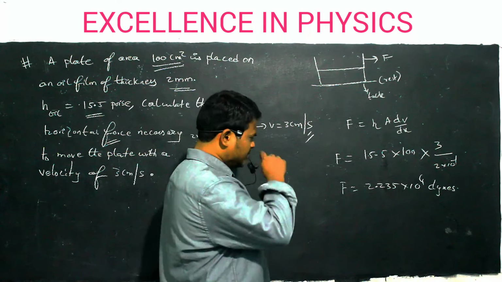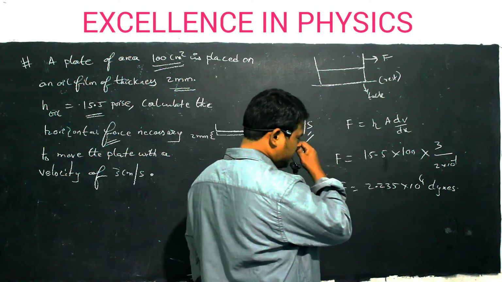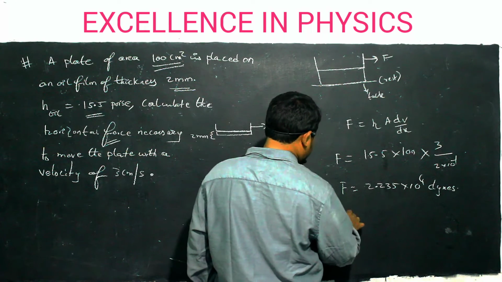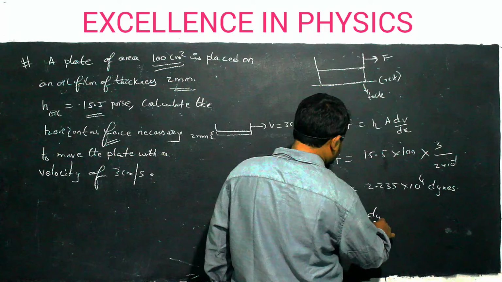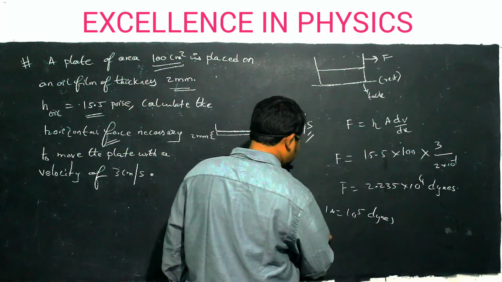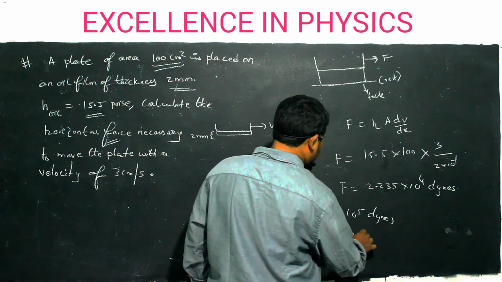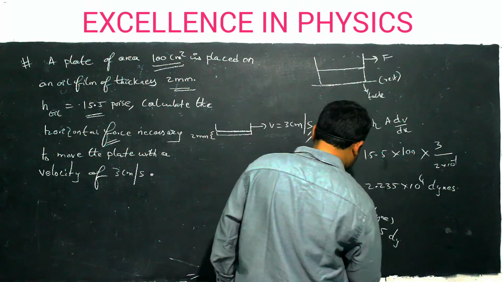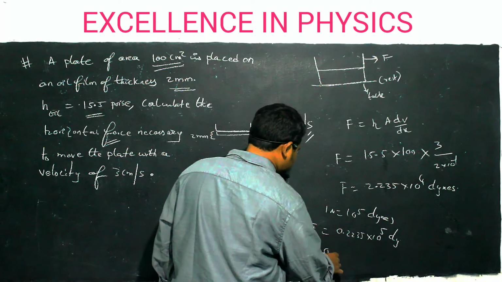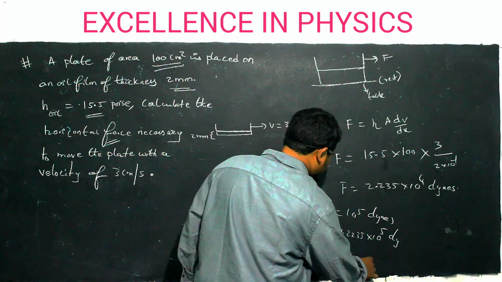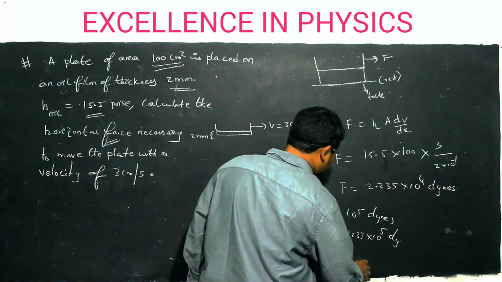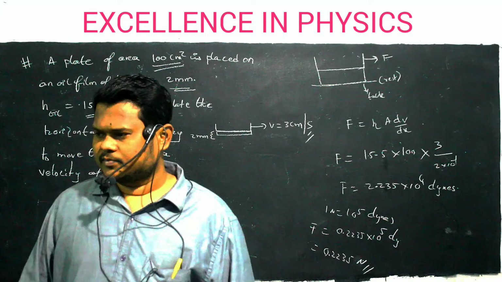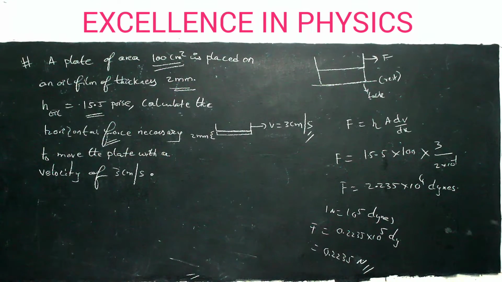Okay. So if you want to convert this one in terms of newtons, how can you write? 1 Newton is equals to 10 power 5 dynes, no? So same relation, how can I write? 0.2235 into 10 power 5 dynes. So 10 power 5 dynes is 1 Newton. So 0.2235 into 1 Newton, that is 0.2235 Newtons. That much of force is okay.